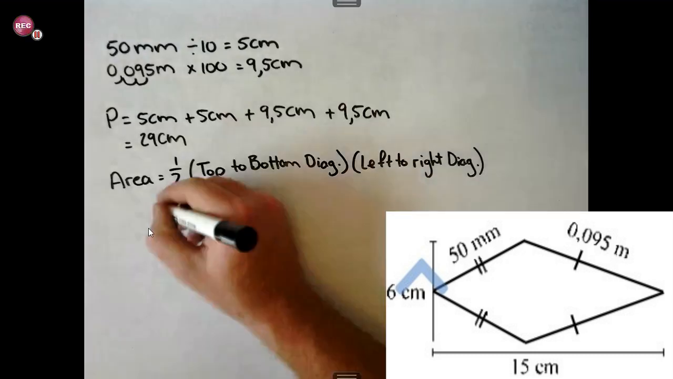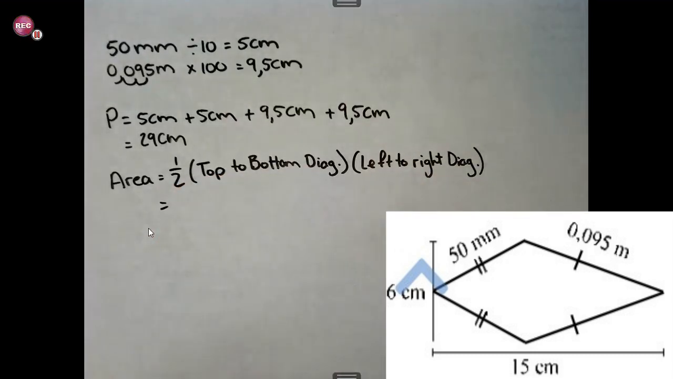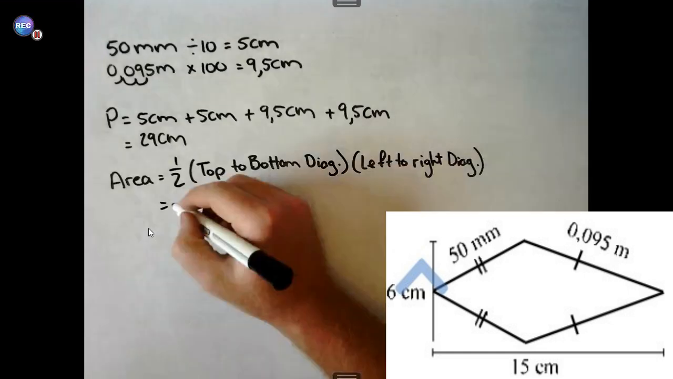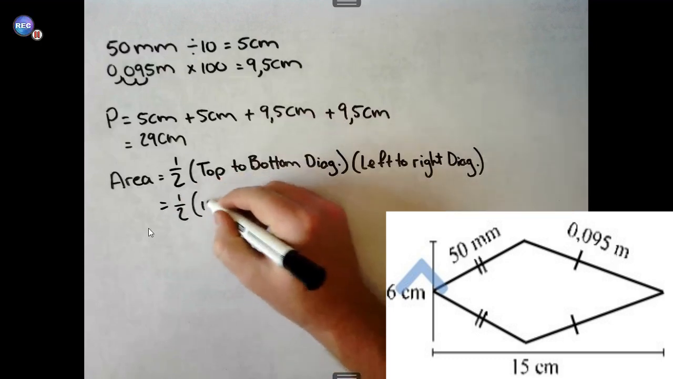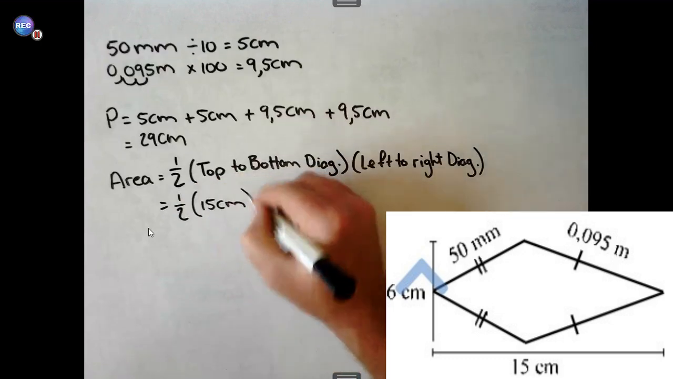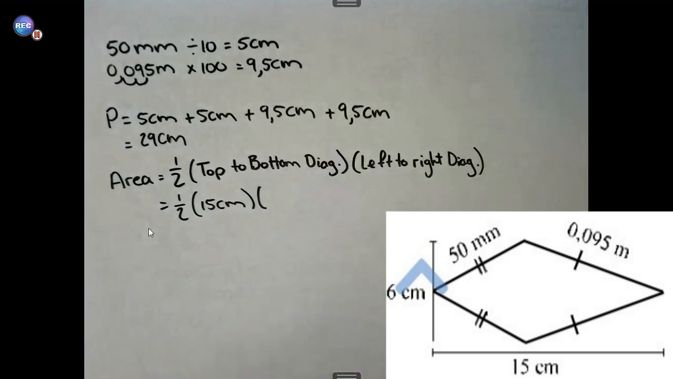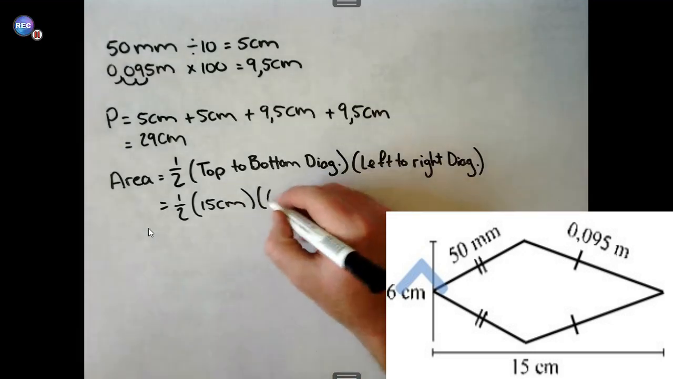So the top to bottom diagonal in this case is 15 centimeters, okay? Because it's the longest diagonal of all of them. So 15 centimeters. And then the left to right diagonal is always the shortest one, so it would be 6 centimeters.